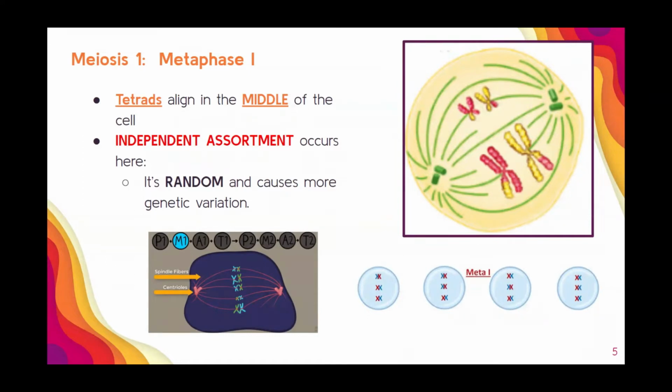What I want you to look at is the picture down at the bottom, the 4 blue cells. You'll notice that those are options. Look at the location of the red and blue, and you'll notice that each circle represents a cell that has a different combination of what's on what side. And again, it's random. So that provides more genetic variation. And again, we'll talk more about independent assortment later.